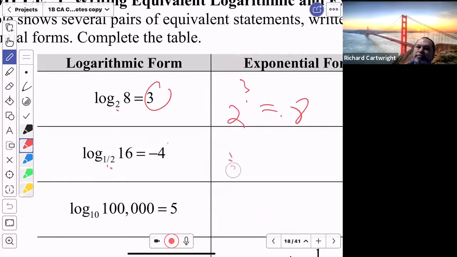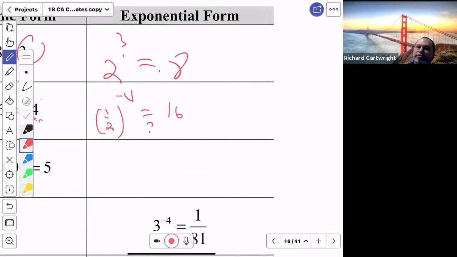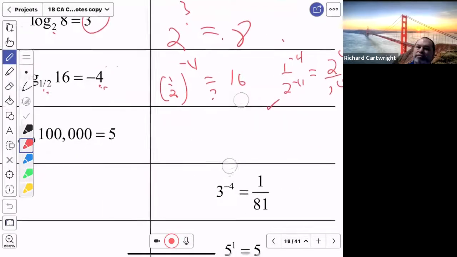1/2 is my base. Exponent was -4. Is it equal to 16 is my question? That doesn't look so easy. Let me see, what does 1/2 to the negative 4 mean? It means 1 to the negative 4 over 2 to the negative 4. The negatives mean the denominator becomes a numerator, the numerator becomes a denominator, and that turns into 2 to the positive 4 over 1 to the 4. Oh, 2 to the 4, 16. Yay, it works.